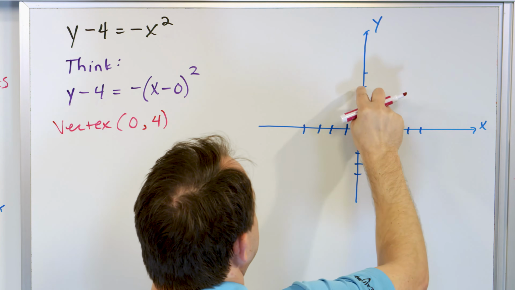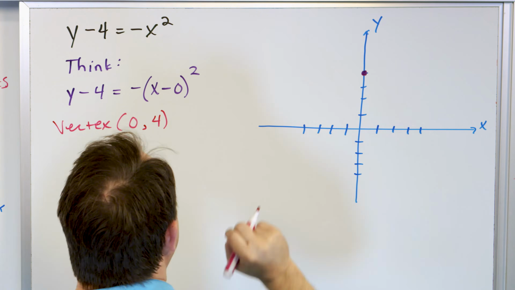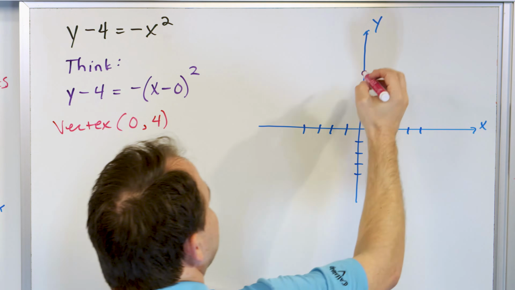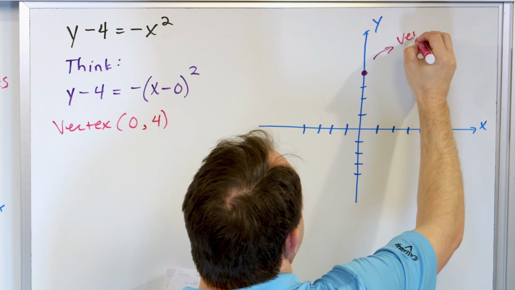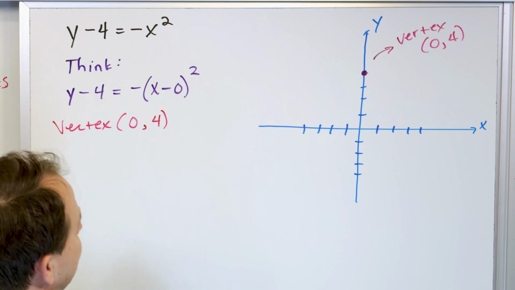So we have 1, 2, 3, 4. This parabola is shifted up 4 units. I'm putting a dot there because that's the vertex. So I'm going to label this. The vertex is at 0, 4. That's the vertex of the parabola.